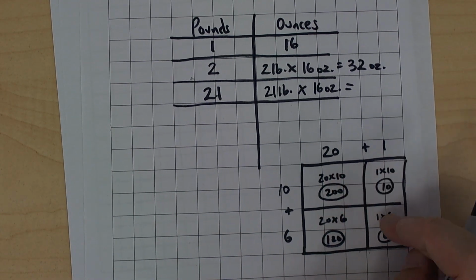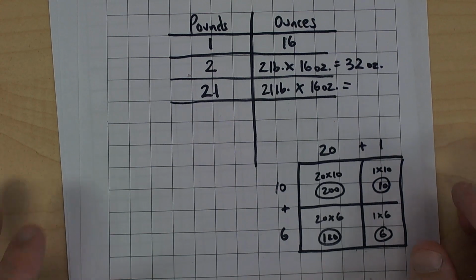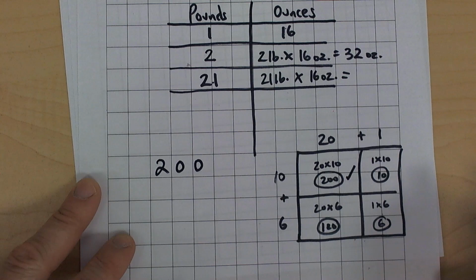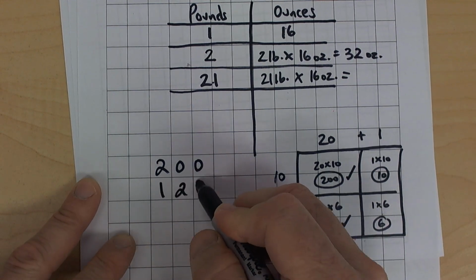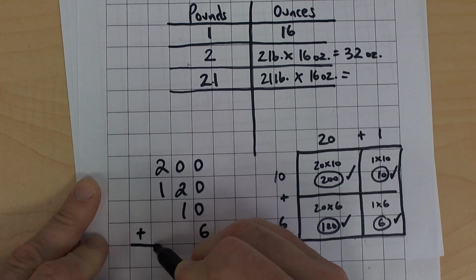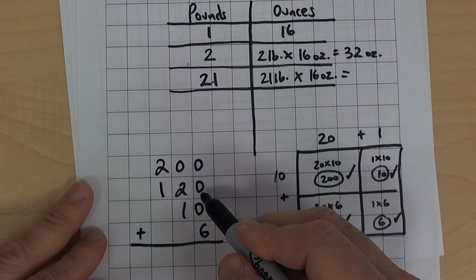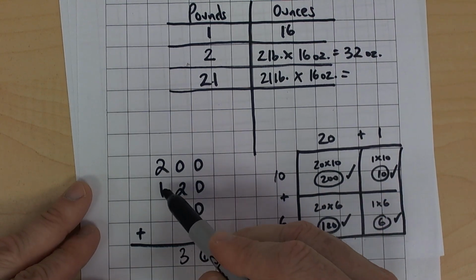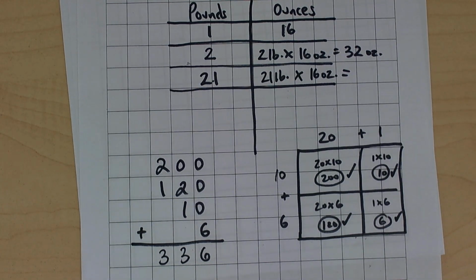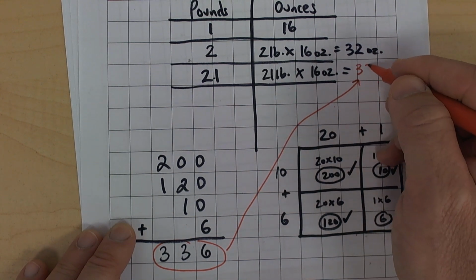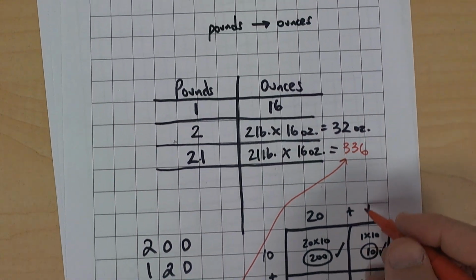Now, I shaded these in for you on your homework. I'm not going to do that now. That's just wasted time. So let's add our partial products. I have 200. I have 120. I have 10. I have 6. We add those partial products together. 0, 0, 0, and 6. 0, 2, and 1. 2 plus 1. 336. So now 336 tells me that 21 pounds is equal to 336 ounces.